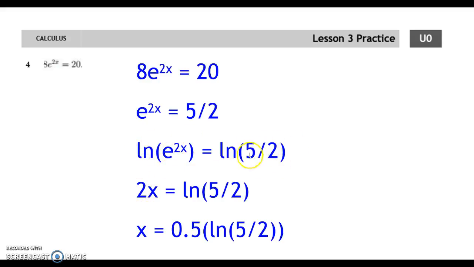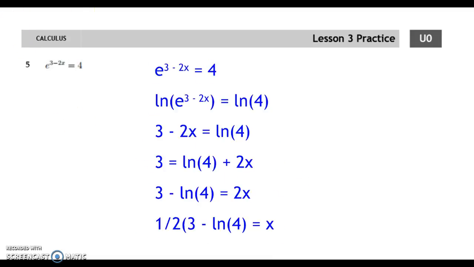And 5 over 2 on the right-hand side is still taking the natural log of it. We haven't done anything to that because it gives a decimal. There are a lot of other pretty ways you could write this. You could write this as ln 5 over 2 divided by 2. You could say 1/2 times natural log of 5 over 2. There's a lot of other ways you could write this, but this is simply one of the correct answers. Let's take a look at the next one.